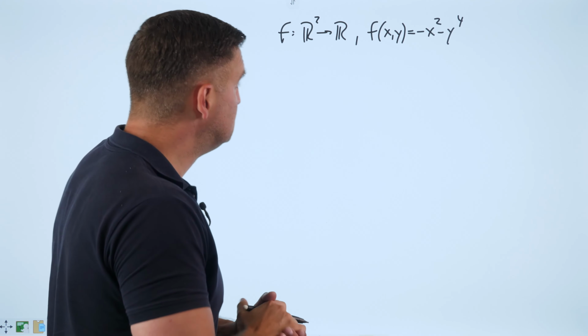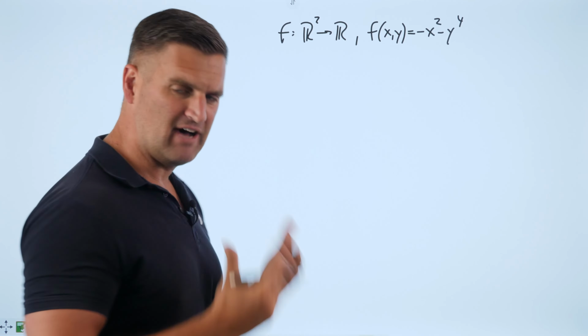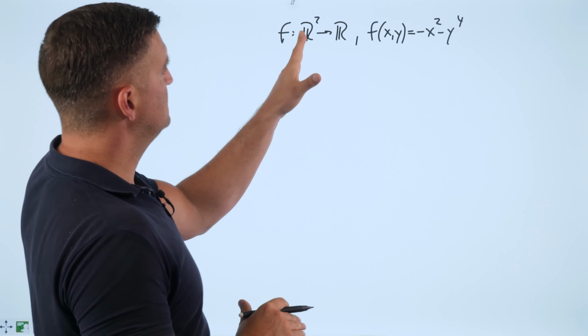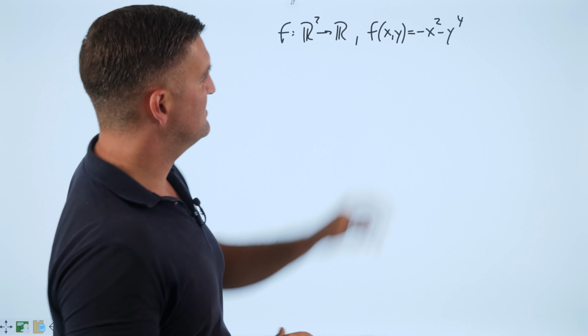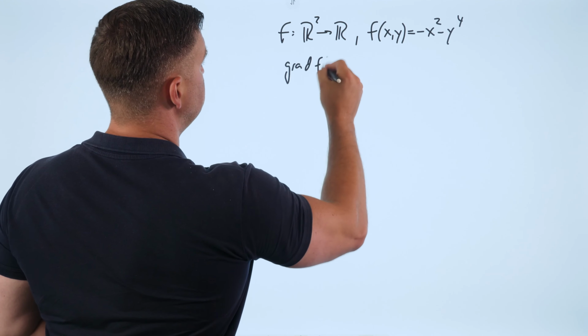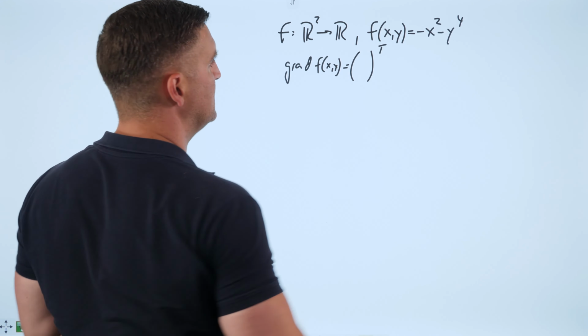Yes, applying the math vocabulary to checking critical points. For this function, I took a relatively simple function, which I'll mention in a moment where you need to be careful. R2 is mapped to R. With this function, we first determine the gradient of the function. That's the first step. Determine the gradient and write it here as a column vector.